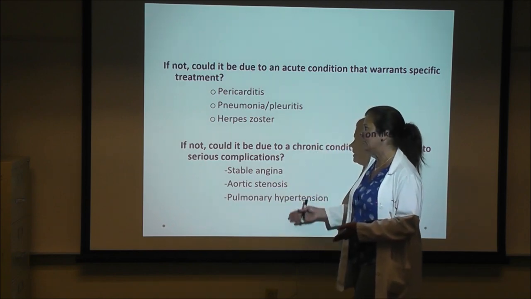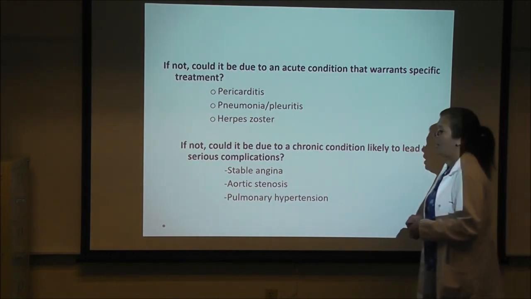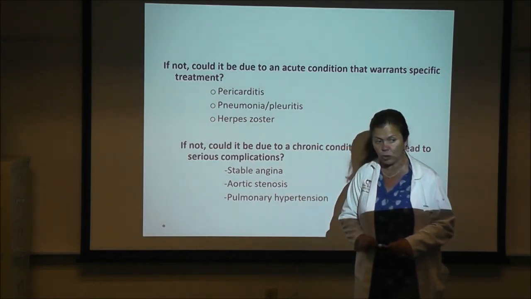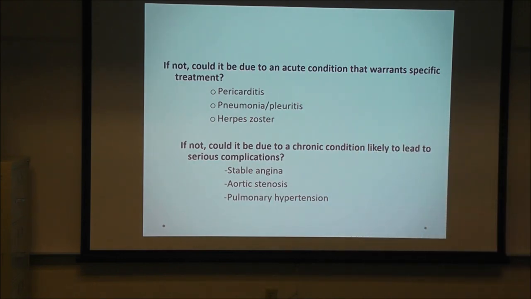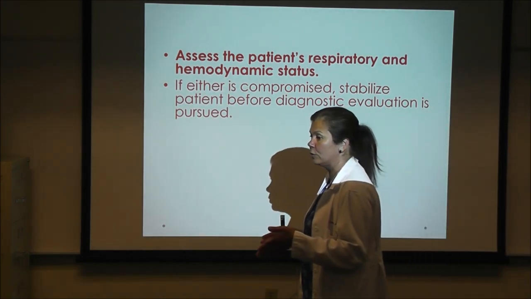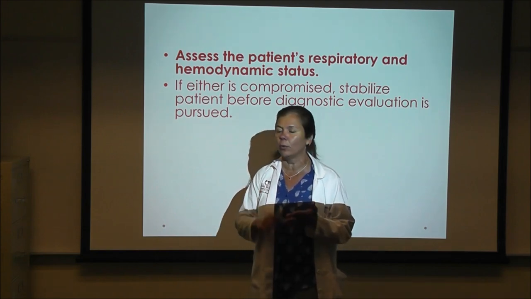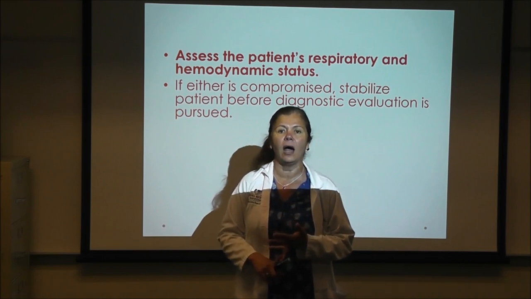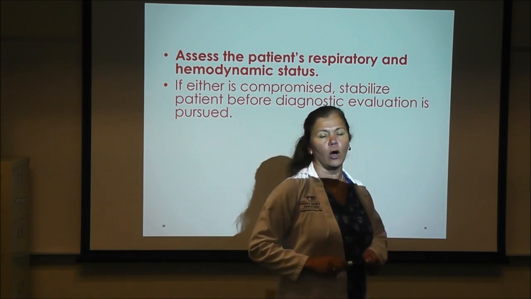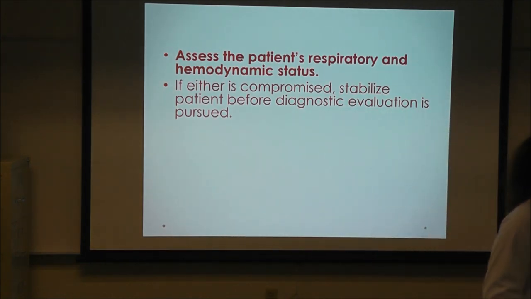So otherwise, if not, could this be due to chronic conditions that could cause serious or potential complications as well, such as, for example, aortic stenosis or pulmonary hypertension that we discussed already, stable angina, aortic stenosis. And pulmonary hypertension basically could be due to an acute onset of pulmonary embolism that already gave pulmonary infarction, or chronic pulmonary diseases such as bronchiectasis, or patients that have COPD or pulmonary fibrosis that chronically have increased the pressure at the level of the lung, and they have produced right-sided heart failure or cor pulmonale as a complication.